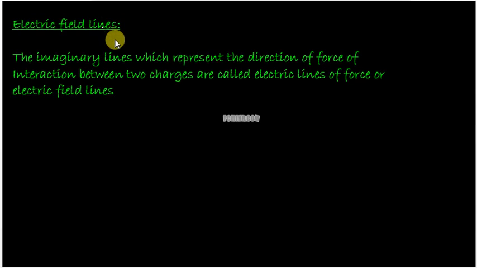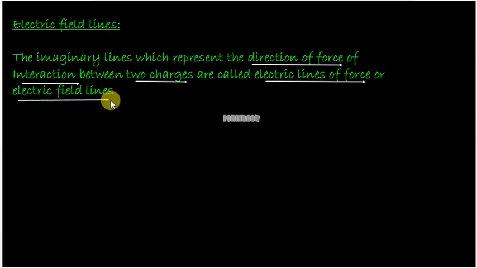So in this video, we are going to discuss electric field lines. See, the definition is simply that the imaginary lines which represent the direction of force of interaction between two charges are called the electric lines of force or electric field lines. This is just a definition for the sake of writing a definition. We have some imaginary lines and we call them the electric field lines.